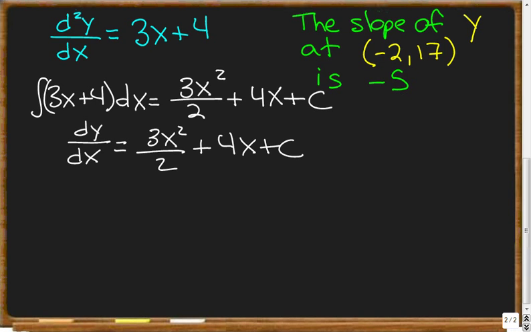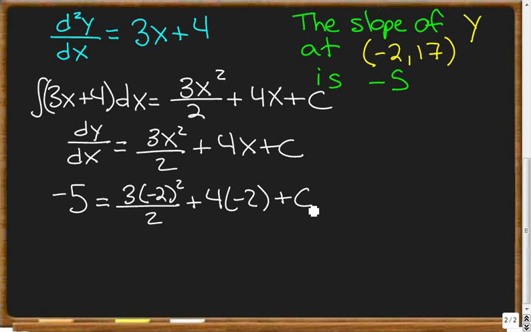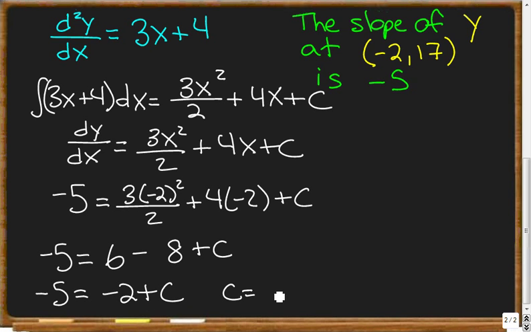So what we can do is replace some of this information. dy/dx is -5, and x is going to be -2. So we've got to plug this information in for ourselves. We get 3 times (-2) squared over 2 plus 4 times -2 plus c. So we need to go forward and solve. -5 is going to equal, well, (-2) squared is 4, so we get 12 over 2, which is 6, plus a -8. So this is the same thing as subtracting 8, plus c. So you end up with -5 equals -2 plus c. So c is going to equal -3.